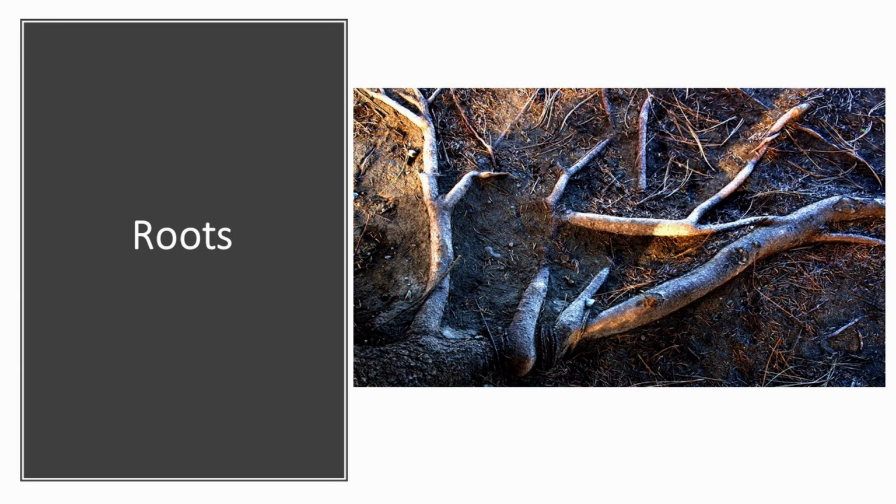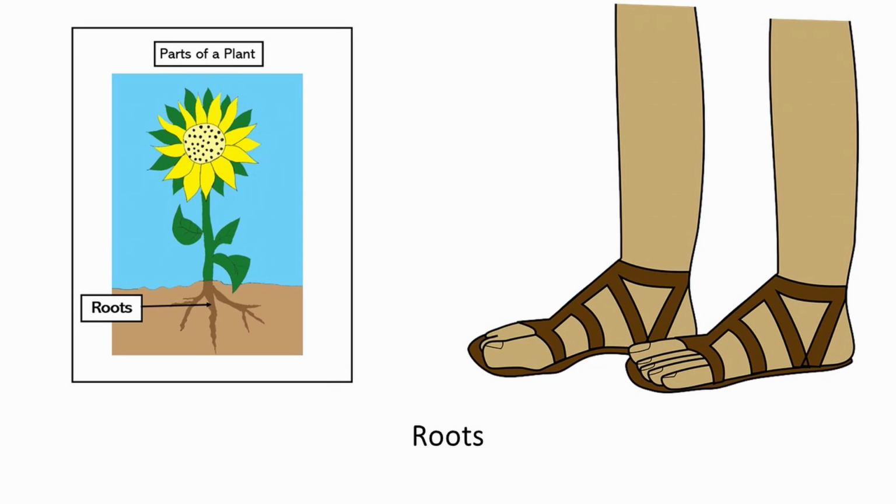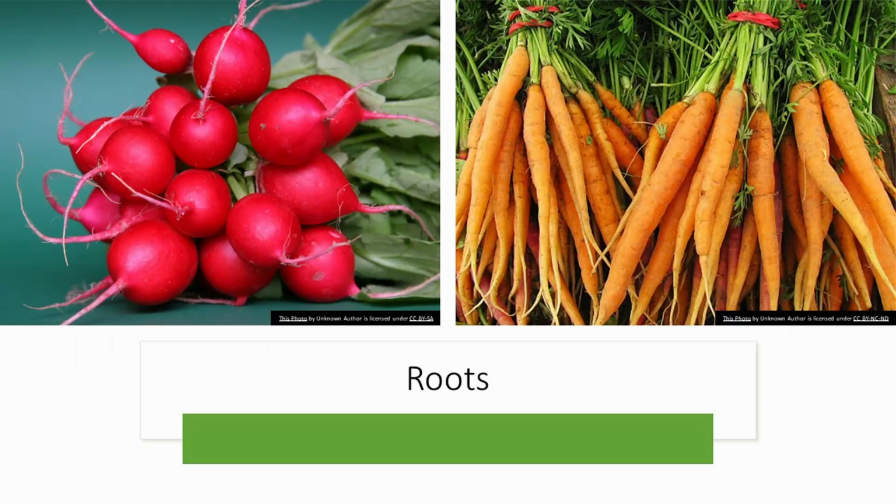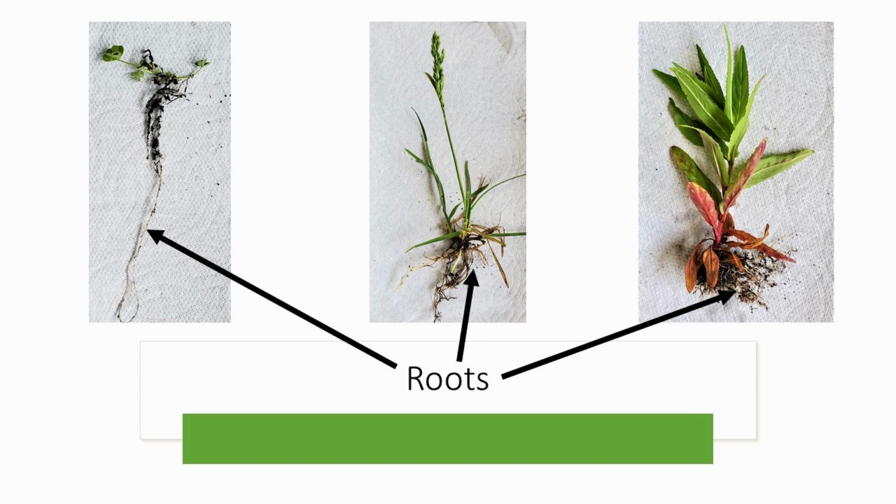Roots. Let's talk about roots. Roots grow in the soil. Roots help plants stand on earth like our feet. Roots get water and nutrients, which is food, from the soil. Some plants have one large root, like a rod, with small little roots around it, while other plants, such as grasses, have many small roots branching in different directions.